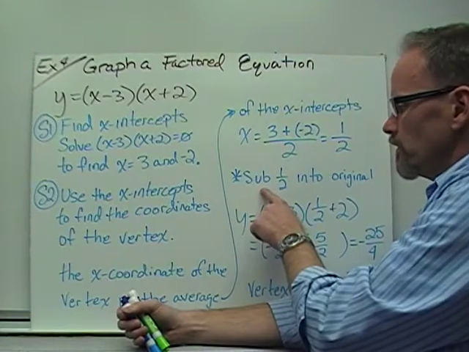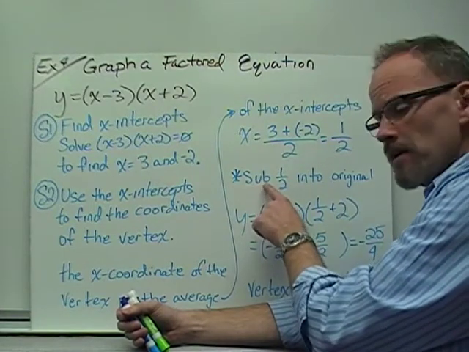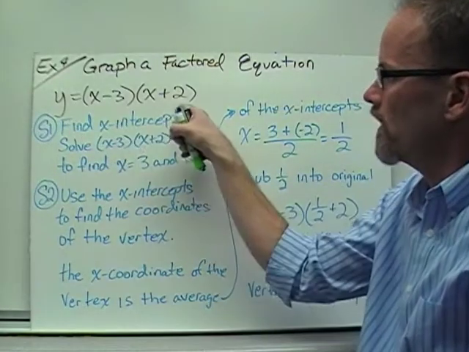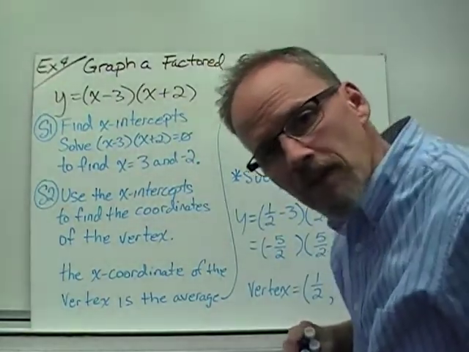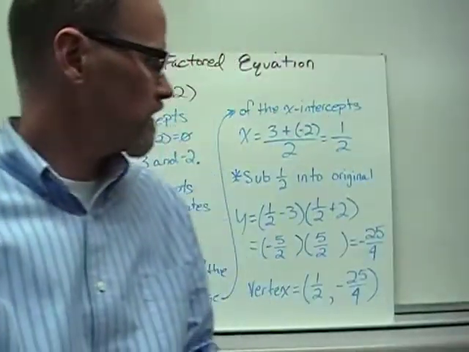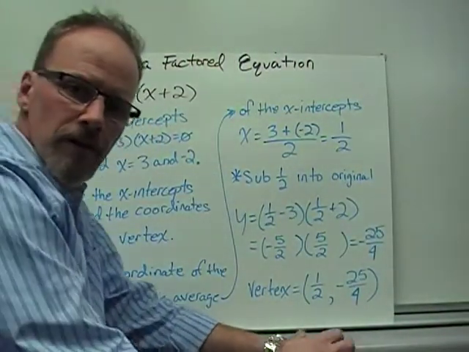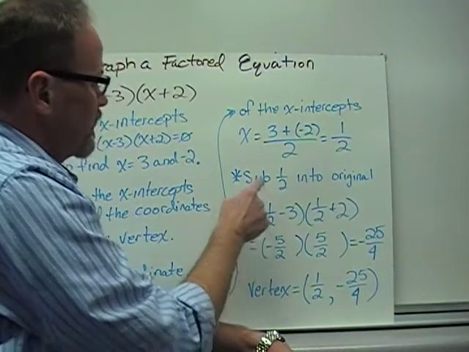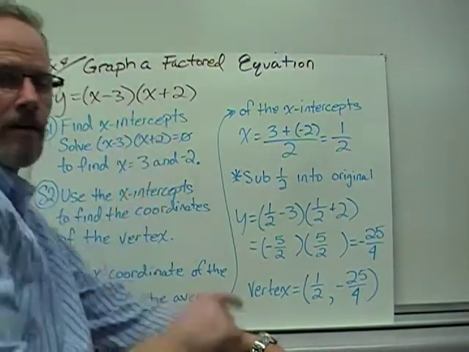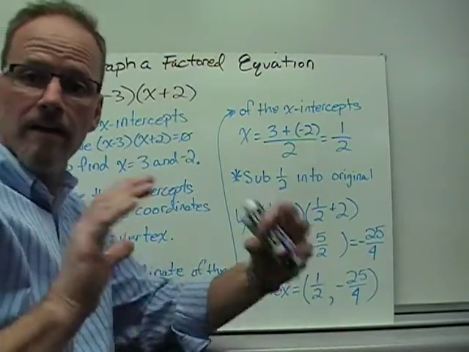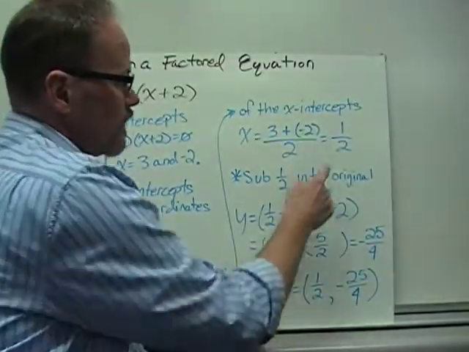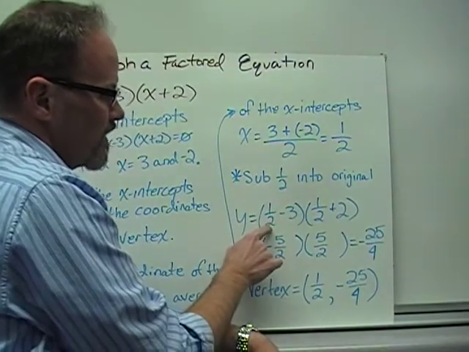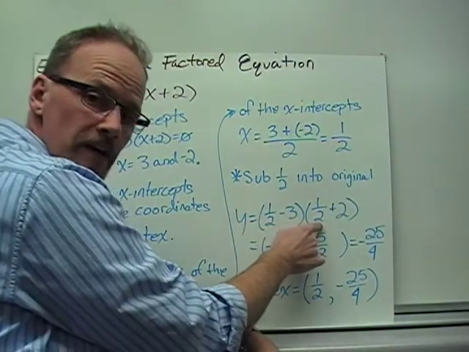The next thing I'm going to do is sub the 1/2 into the original equation here. So let me back out a little bit, or actually, you know what? Let's come on this side. I took the 1/2, and I'm going to put it in for x here, and I'm going to find out the y part. So 1/2 for x here, 1/2 for x there.